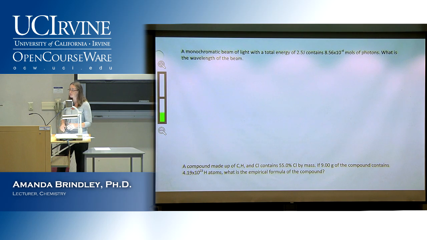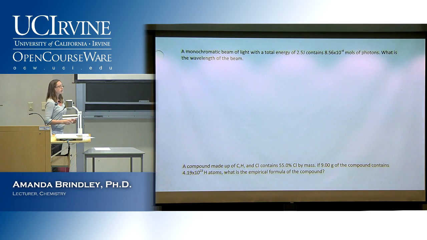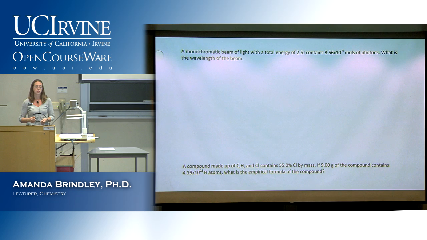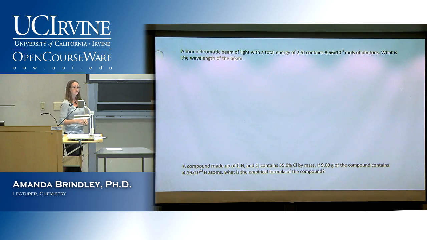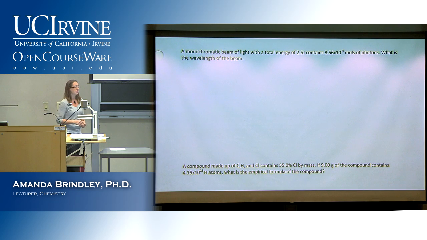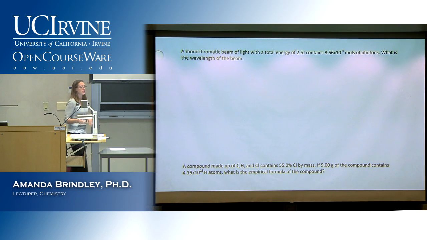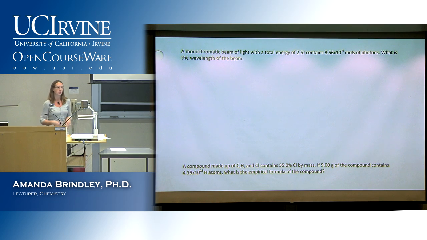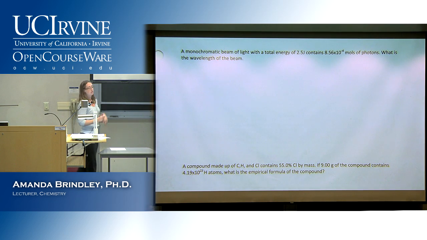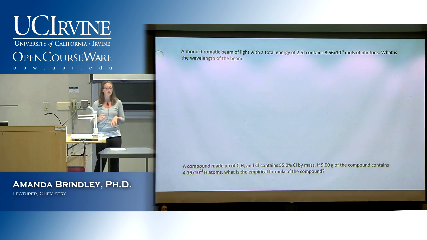So we have a monochromatic beam of light. What does monochromatic mean? All one color. What decides color? Wavelength, right? Wavelength, frequency, energy, that decides color. So monochromatic means one color, so all one wavelength.